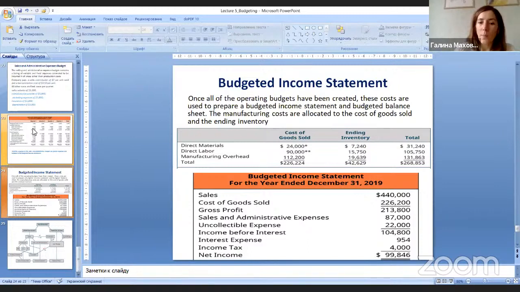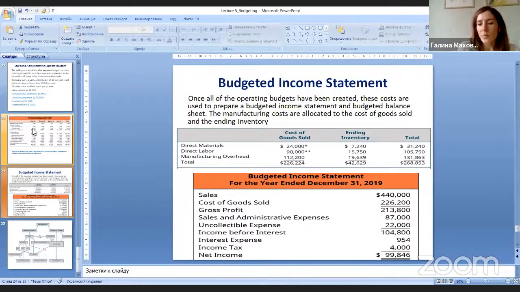And when we prepare our budgeted income statement, we will use only cost of goods sold, because our income depends on how many products we sold. So, for example, our sales according to our budget is $440,000. Then the cost of goods sold that we calculated is $226,200. So then we get our gross profit.